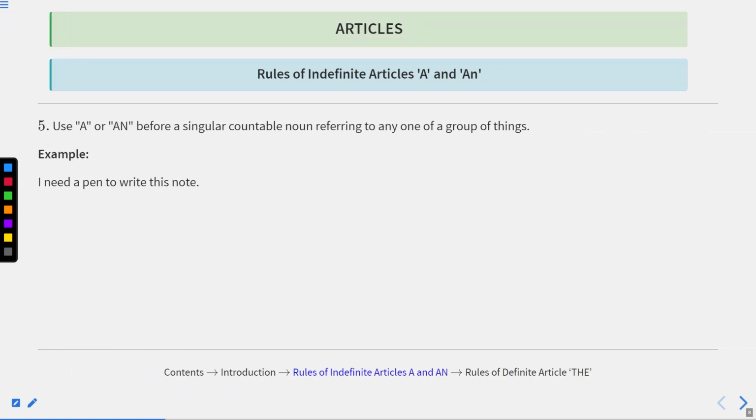The next rule is use A or N before a singular countable noun referring to any one of a group of things. For example, I need a pen to write this note. So I need just a pen. There is a category, so any type of pen, but I need a pen to write it.